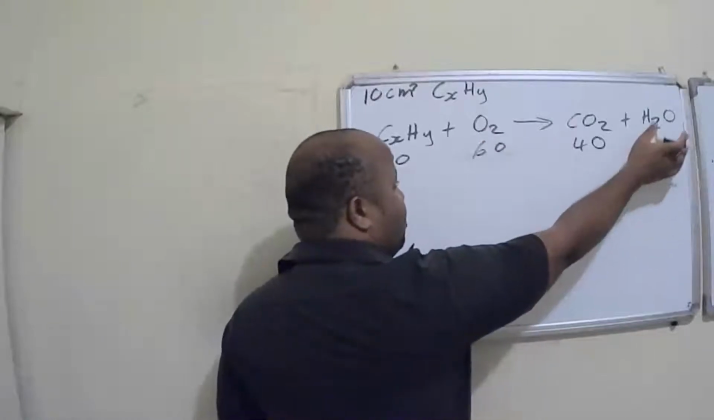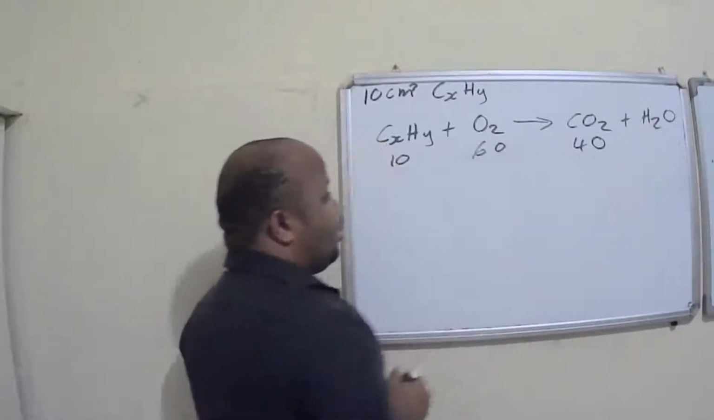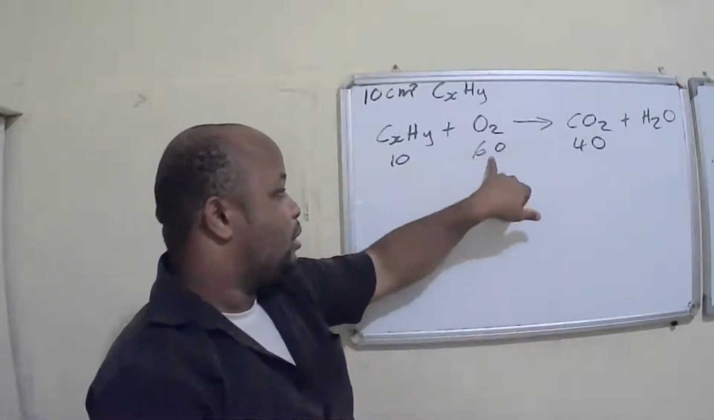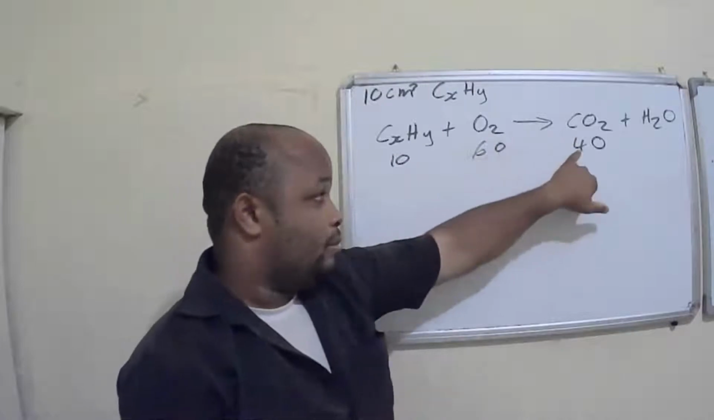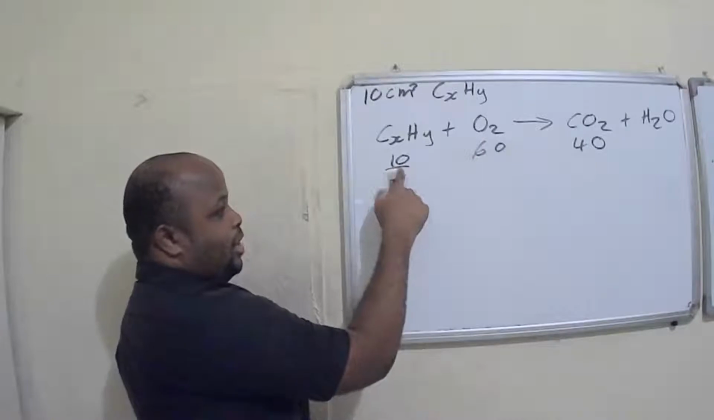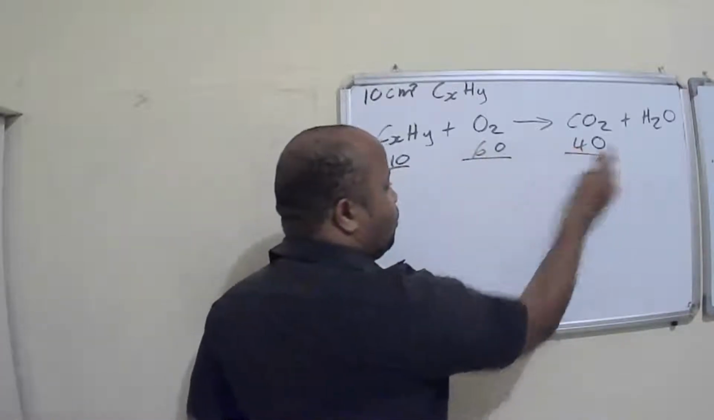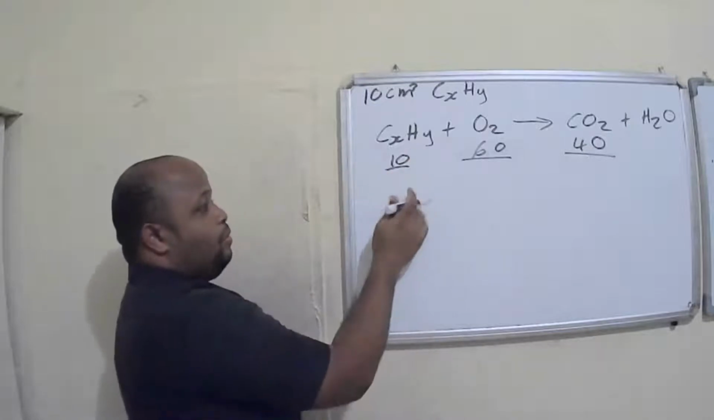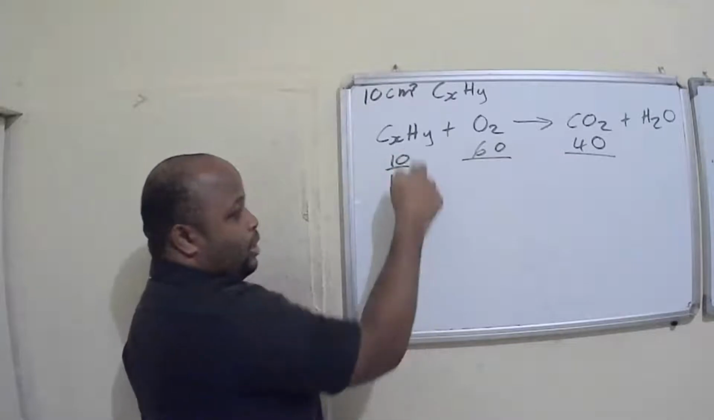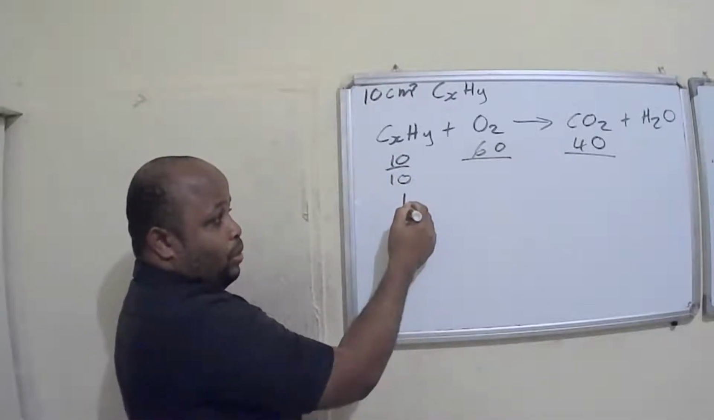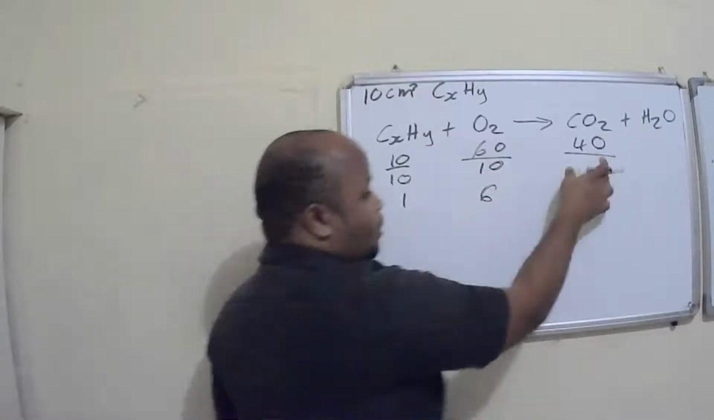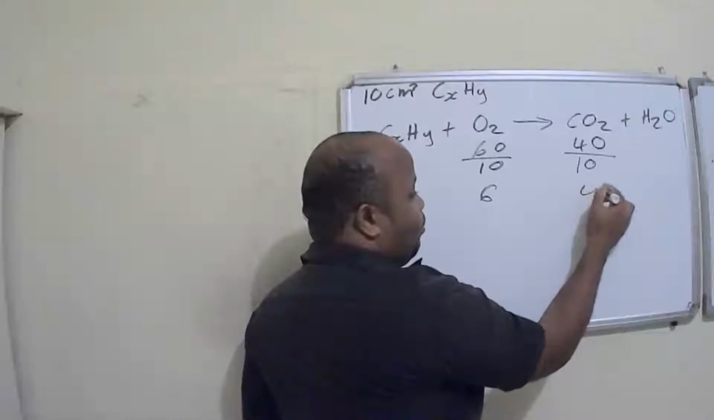And notice we don't have anything for water. Now compare these three numbers, right? 10, 60, and 40. The 10 here for the hydrocarbon can go into all of them in itself. So simply put, you can divide by the smallest one. So 10 divided by 10, you will get 1. 60 divided by 10, you will get 6. 40 divided by 10, you will get 4.